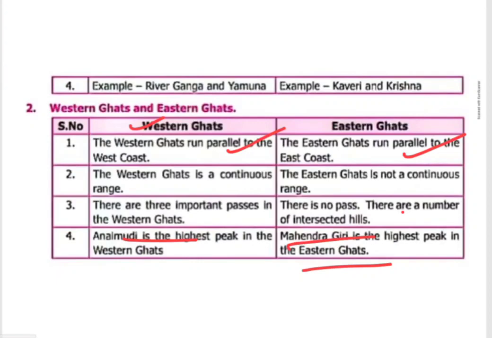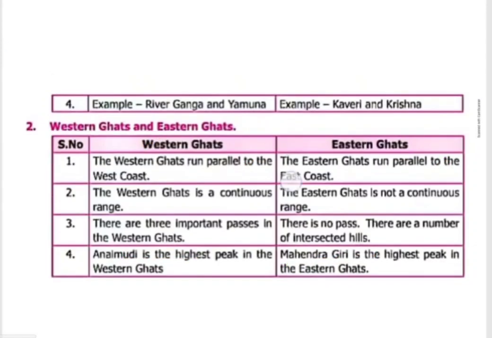The next one, Anaimudi is the highest peak in the Western Ghats. Here, Mahendragiri is the highest peak in the Eastern Ghats. So these are the things that are given.